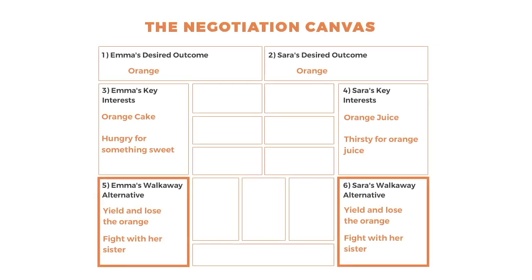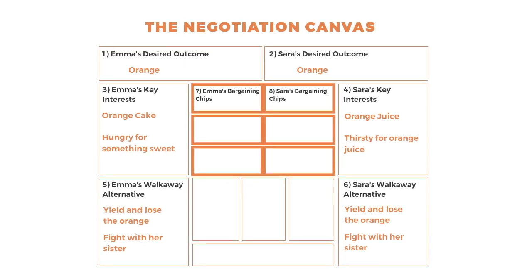People often do not consider their walkaway alternative. However, it is very important to identify your walkaway alternative. First, you need to develop solutions that are much better than your walkaway alternative, or else you would just walk away. Also, the person with the better alternative tends to have more power to negotiate. In the orange example, however, neither sister has a good walkaway alternative. They really need to find a solution to solve Emma's sweet tooth and Sarah's thirst.